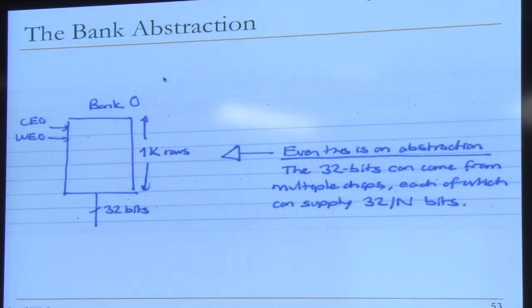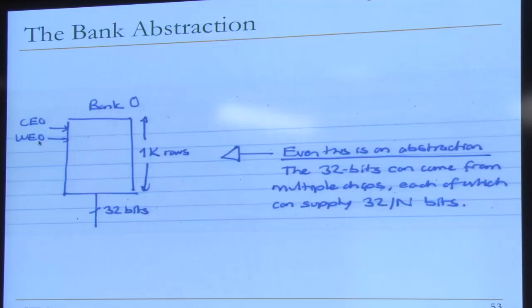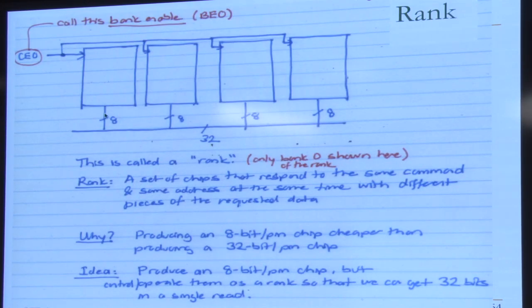Well, why would you want to do this, right? Why not build a chip that looks like this, that supplies 32 bits right away? You could. There's no reason you cannot. Except today's DRAM is not designed that way because it's a lot cheaper. Remember the pins, right? These are actually data pins that are going out of the chip. Producing a chip that can give you 32 bits of data requires 32 data pins. Manufacturing a chip that gives you 8 bits of data requires only 8 pins. So this is much cheaper.